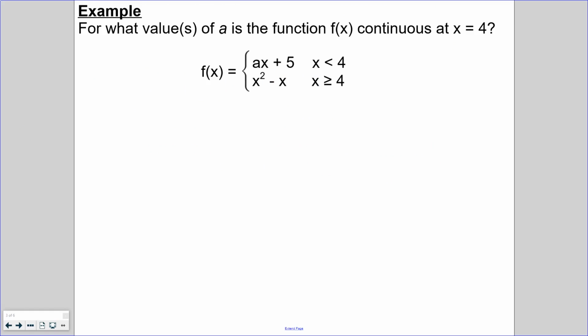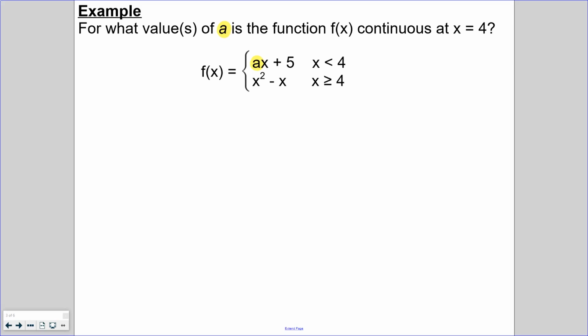So let's take a look at an example where we can use this simplified version of continuity. In this example, we are being asked to find values of a for which this function f of x is continuous at x equals 4. We are given a piecewise function here, and we can see that this a we're trying to find is in one of our piecewise functions. So this is a variable that's not x.